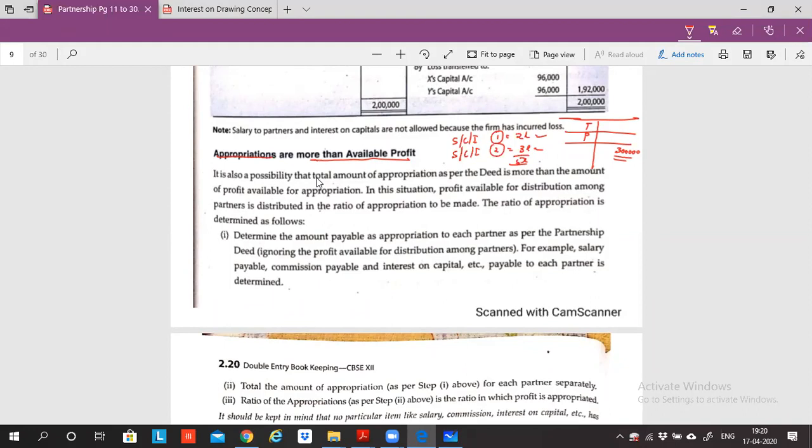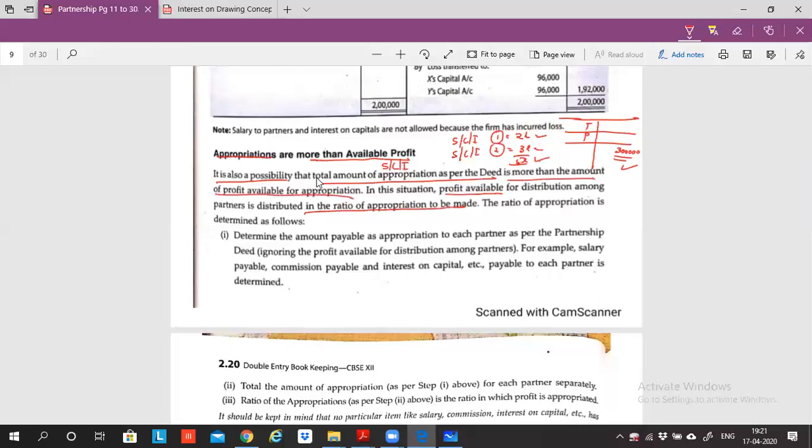Now it says that it is also a possibility that the total amount of appropriation as per the deed, meaning the value of salary or commission or interest, all put together as per the partnership deed, is more than the amount available as profit for distribution or appropriation. In such a situation, the profit available for distribution among the partners is distributed in the ratio of appropriation to be made.